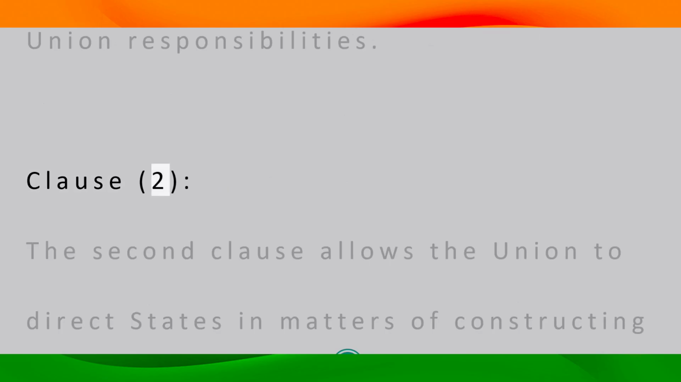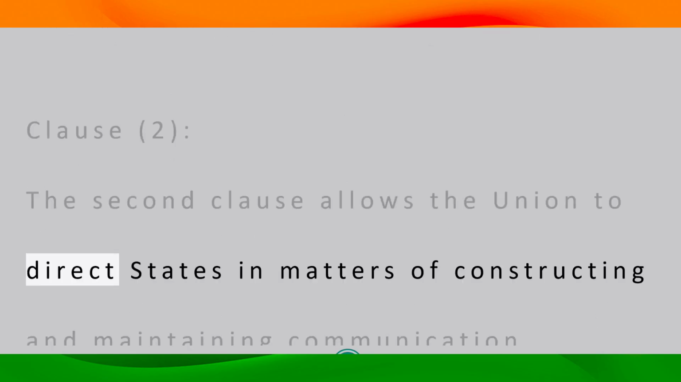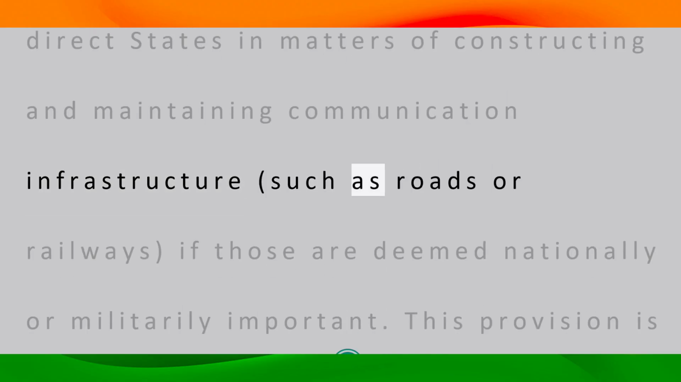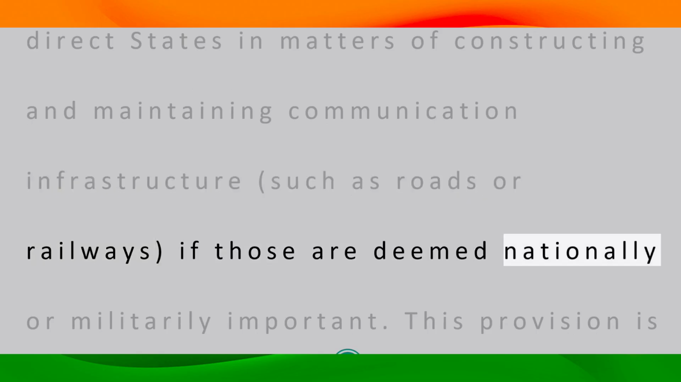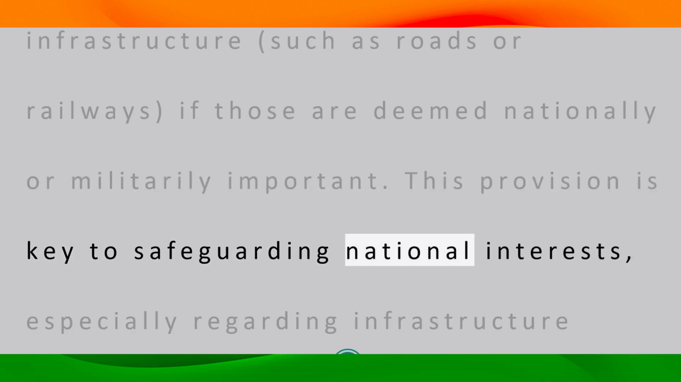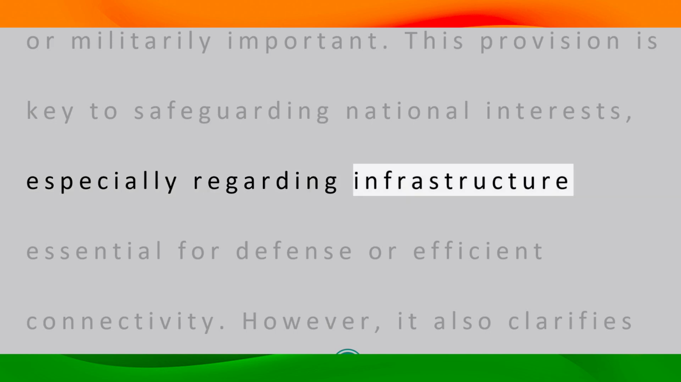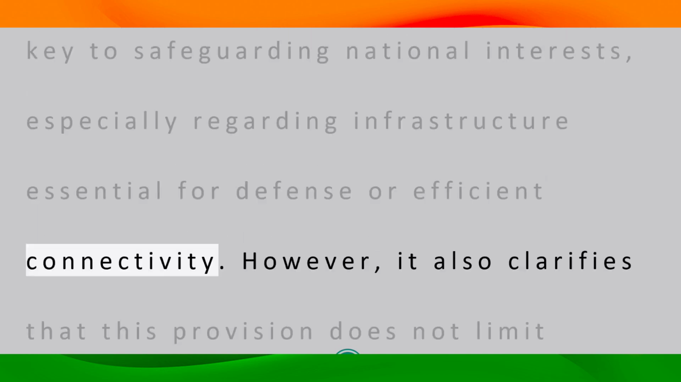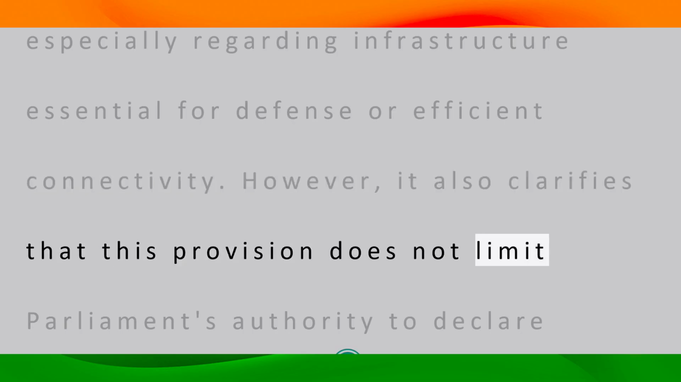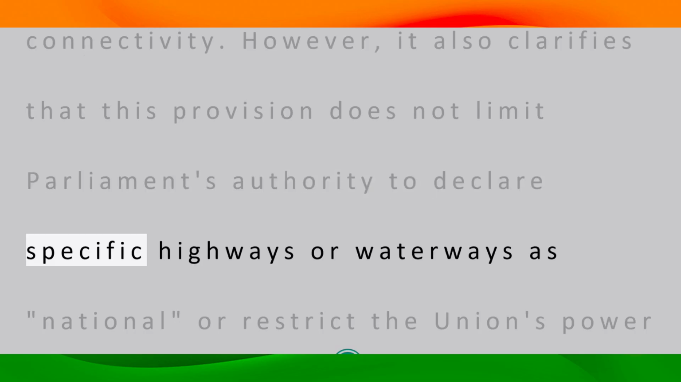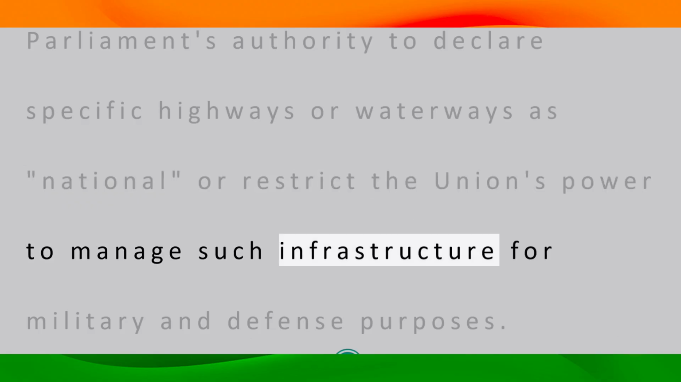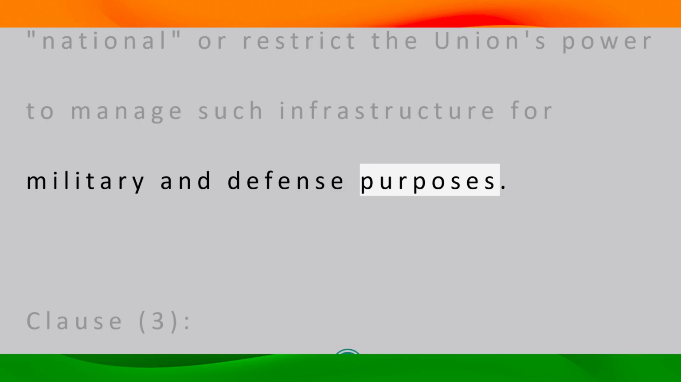Clause 2. The second clause allows the Union to direct states in matters of constructing and maintaining communication infrastructure, such as roads or railways, if those are deemed nationally or militarily important. This provision is key to safeguarding national interests, especially regarding infrastructure essential for defense or efficient connectivity. However, it also clarifies that this provision does not limit Parliament's authority to declare specific highways or waterways as national, or restrict the Union's power to manage such infrastructure for military and defense purposes.